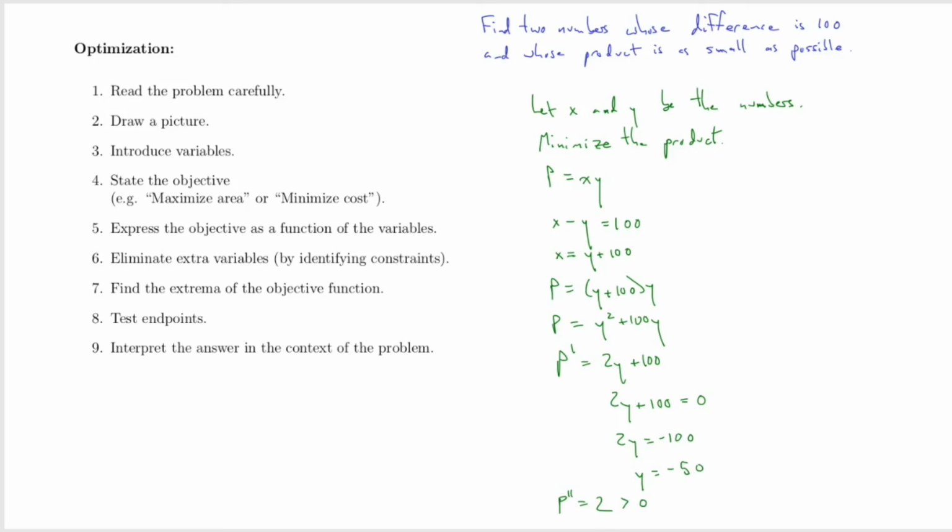In terms of testing the endpoints, well, x and y are real numbers. There are no endpoints. There's no biggest real number or smallest real number, so there are no endpoints to test. And all that's left is to interpret the answer in the context of the problem. The problem asks for two numbers. We've only found one of them, but this equation right here tells us how to find the other. And it's easy to see that the other number is 50, and that lets us answer the question. The two numbers are 50 and negative 50.